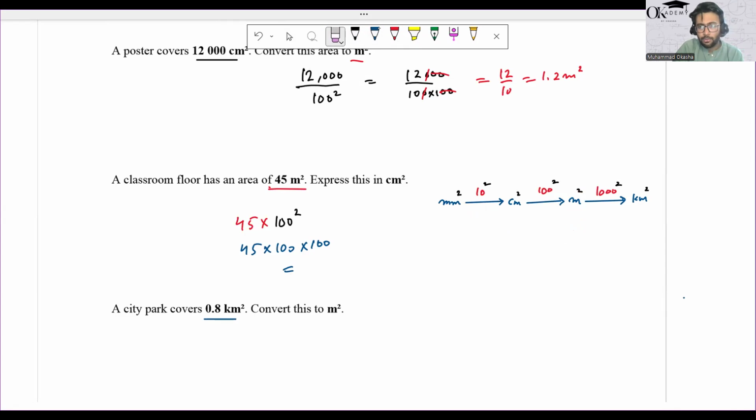A city park covers 0.8 kilometers squared. So kilometers squared, which means you are over here. Convert this area into meters squared. So that's where you stand. Again, going backwards. So you would take 0.8 and then you multiply it by, going backward is multiplication, right? So 1,000 squared. I'll let you do this by using a calculator. So that's going to be 0.8 times 1,000 times 1,000, and you can work it out.